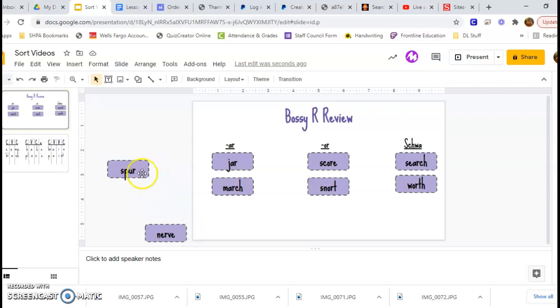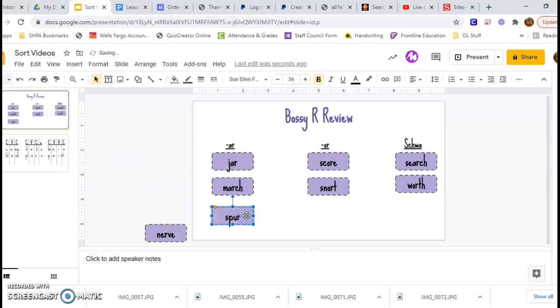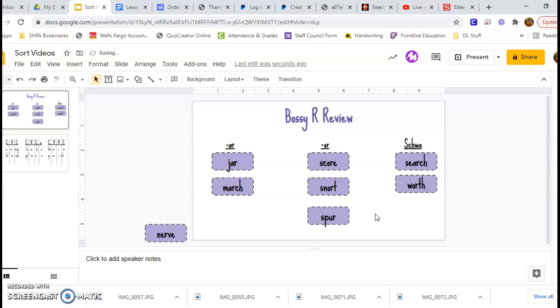Let's start with spur. Spur, where does this go? Does it go in the AR group? No, it's not spelled with an AR, and it doesn't say the R sound. Does it go in the OR group? No, it doesn't look like OR, and it doesn't sound like OR. Does it go in the schwa group? Does it make the schwa sound? Let's stretch it out. Yeah, that belongs there. So there's a different spelling of the sound.